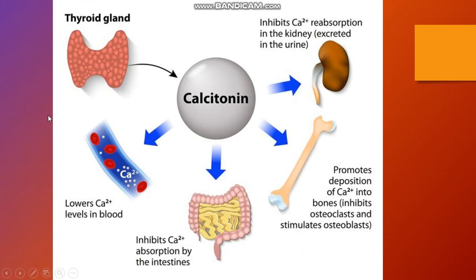Looking here, this is the thyroid gland, with lobes and isthmus, and calcitonin is produced by the parafollicular cells. Its effects: it lowers the calcium level in blood. On the GIT, it inhibits calcium absorption by the intestines. It inhibits calcium reabsorption in the kidney, so it is excreted in the urine. It promotes deposition of calcium into bones, inhibits osteoclasts and stimulates osteoblasts.